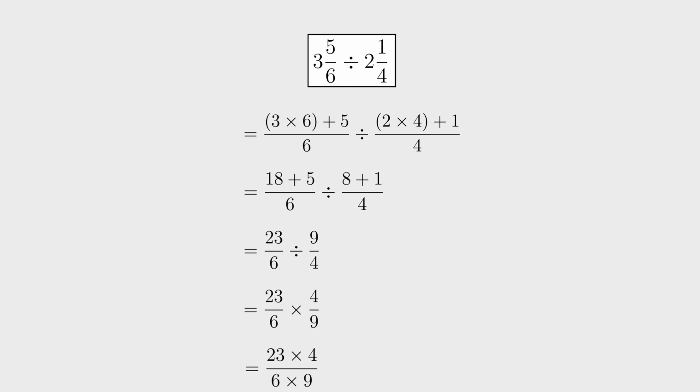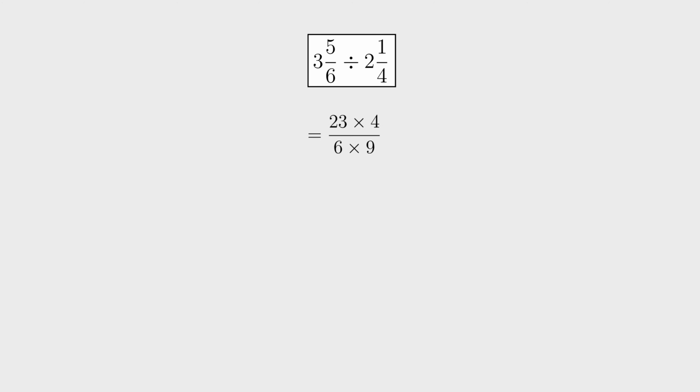Multiply the numerators and the denominators with each other. 23 times 4 is 92, and 6 times 9 is 54. Ask yourself if it is simplified, and no, it's not. With bigger numbers, you can start off by seeing if 2 can go into both numbers, and in this case it can. 92 divided by 2 is 46, and 54 divided by 2 is 27.